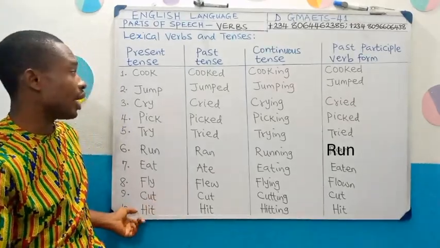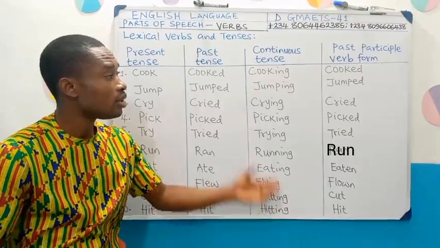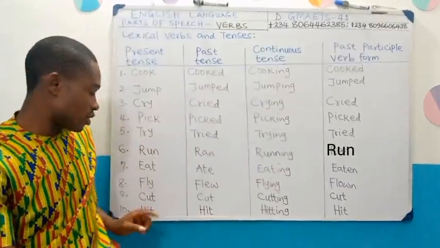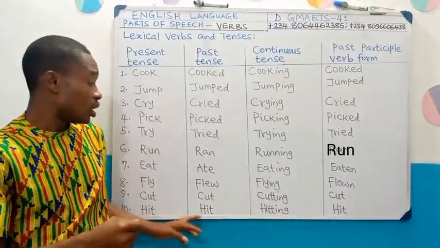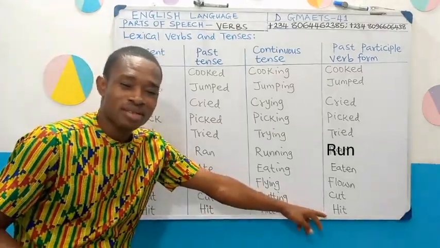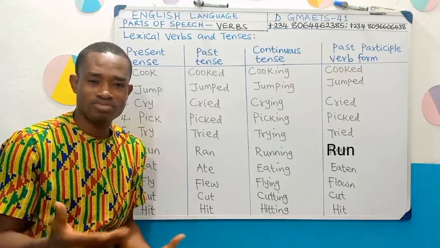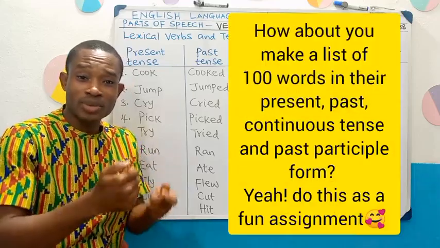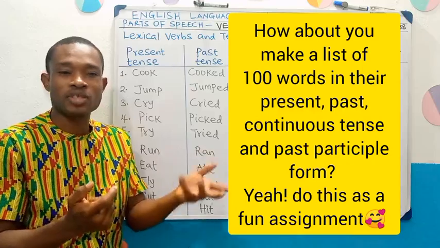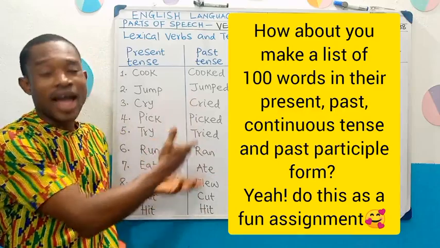Look at hit. Number 10. Present tense, hit. Past tense is hit. Continuous tense is hitting. Past participle verb form is hit. Again, you would notice that the present tense hit is still the same as the past tense, and is still the same as what? The past participle. You can add up to this list. Okay, read books. You can even browse. Are you following, right? Present tense, past participle, continuous tense of words, that is verbs, and you can add up to the ones I have here on the board.